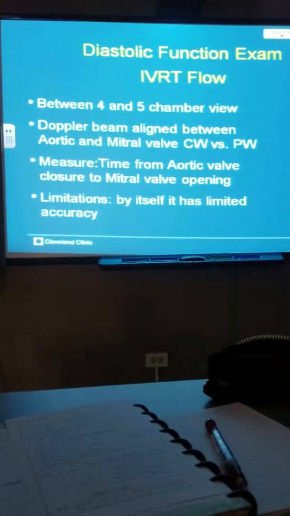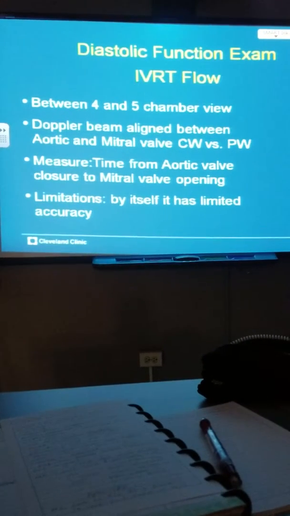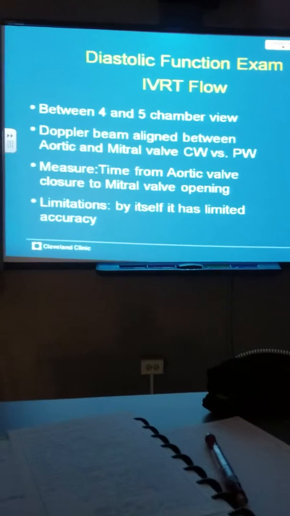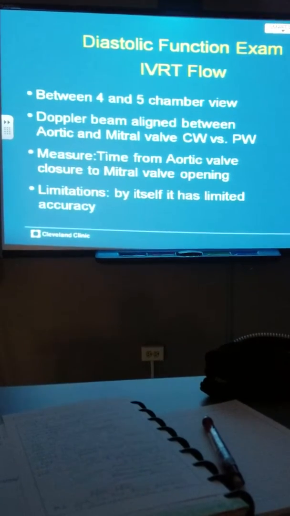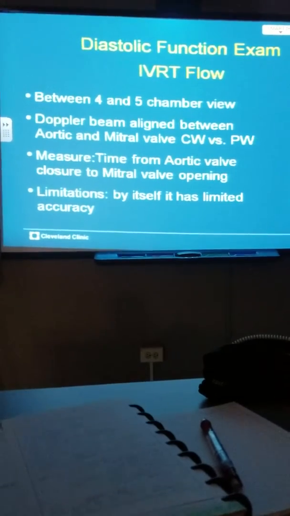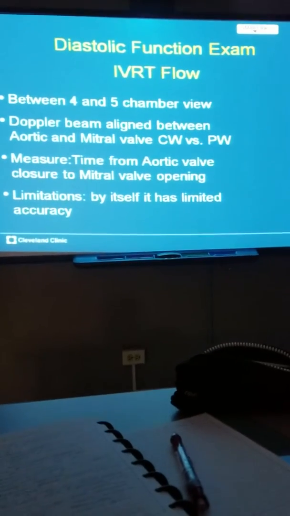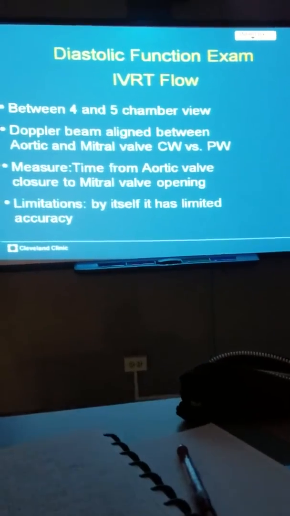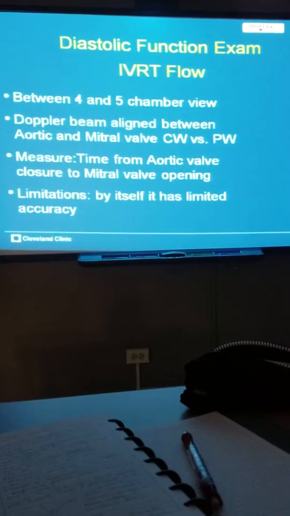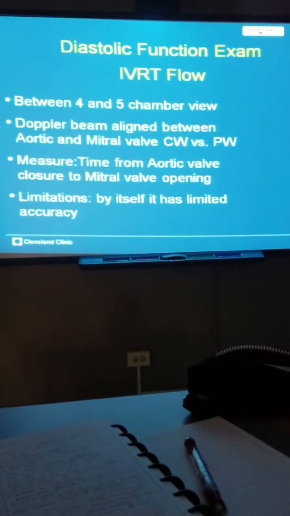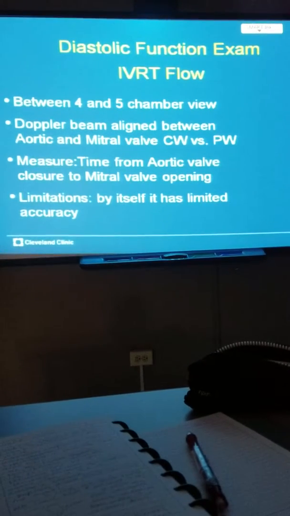Also, we're going to look at isovolumic relaxation time, and you're going to go between a 5-chamber and a 4-chamber view, and you're going to align between the aortic and mitral valves, and you can use either continuous wave or pulse wave. Sometimes I find it easier that you see the click, the closing and opening a little bit better with the continuous wave. You're going to measure the time from the aortic valve closure to the mitral valve opening.